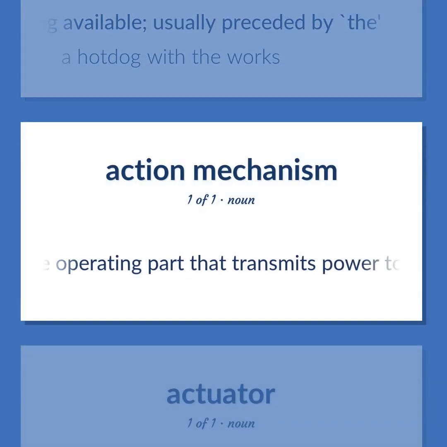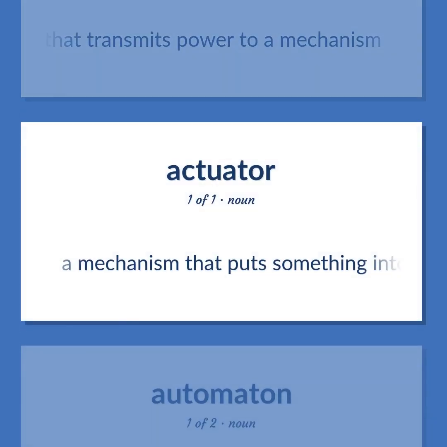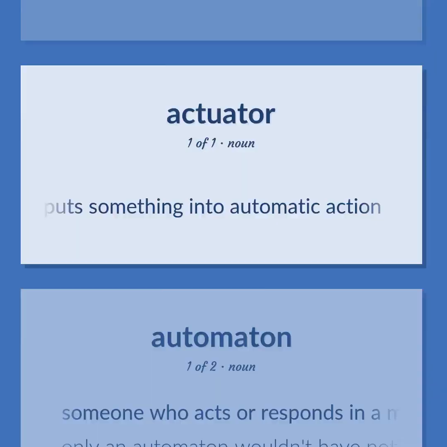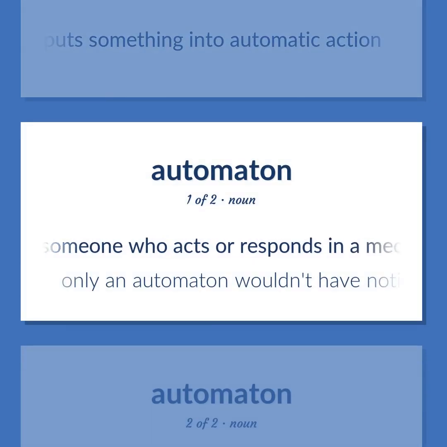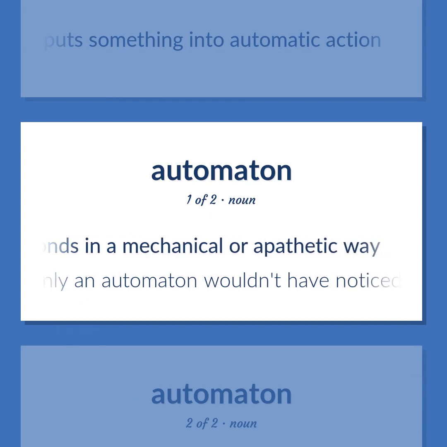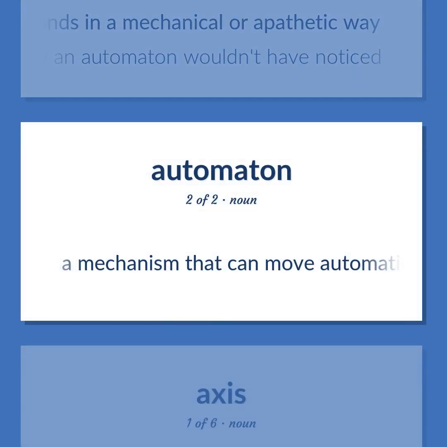The operating part that transmits power to a mechanism. A mechanism that puts something into automatic action. Someone who acts or responds in a mechanical or apathetic way. Only an automaton wouldn't have noticed. A mechanism that can move automatically.